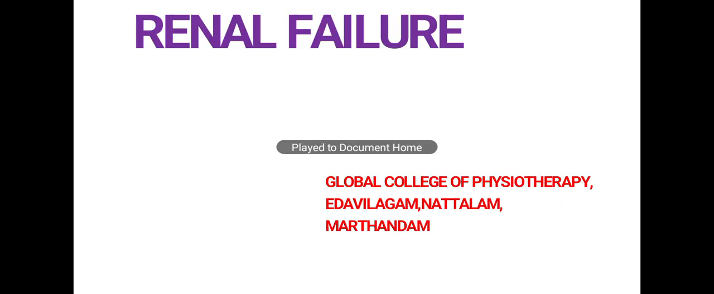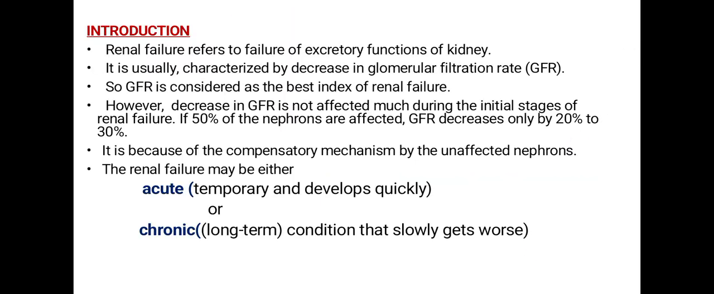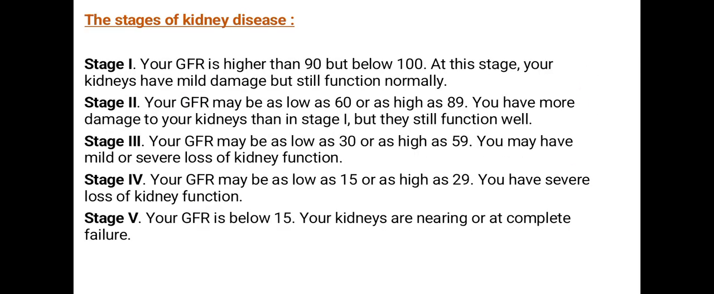The renal failure may be either acute or chronic. Acute means temporary and develops quickly. Chronic is a long-term condition that slowly gets worse. Then we will see about the stages of kidney disease.